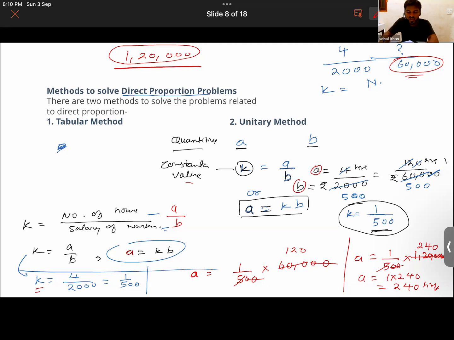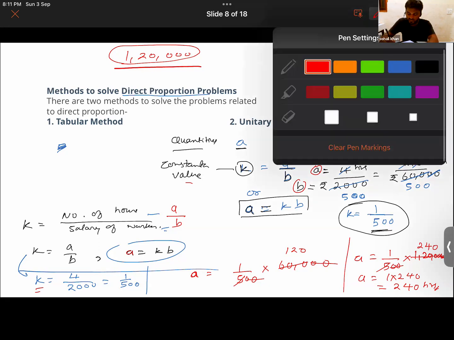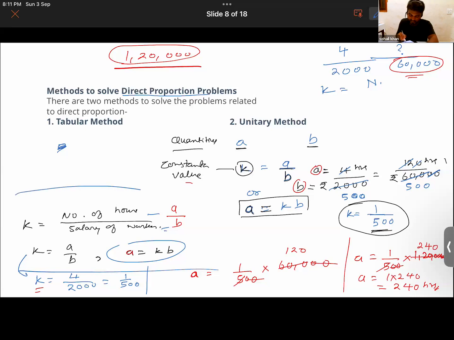Are you getting it? What is happening in this unitary method? Just remember this, that is the crux of the unitary method. The two quantities, you will represent them as A upon B, assume them in a proper manner, then that will be giving you the constant value K here. Then using this relation A equals K into B, you can find your answers. Getting it? All right, take the screenshot. We will move ahead.